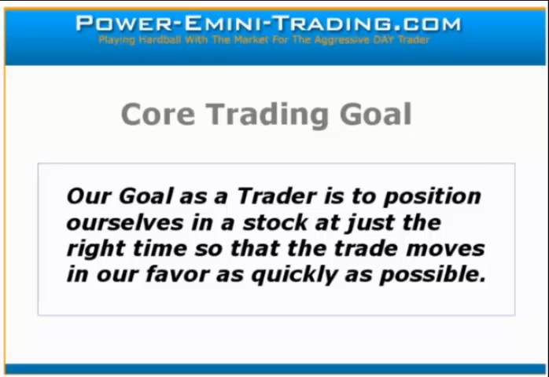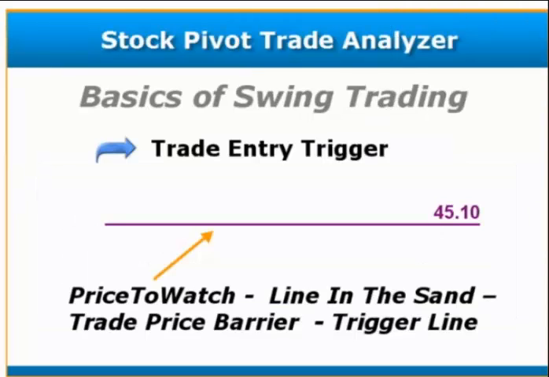Okay, and so that's what this stock pivot trade analyzer software is all about. What the software is going to do for you is, when it finds a setup, it's going to generate a price to watch. Okay, so you can see it here, this example here. You can plot a line on your chart. You want to think of this as the line in the sand, or a trade price barrier, or a trigger line. All those phrases work.